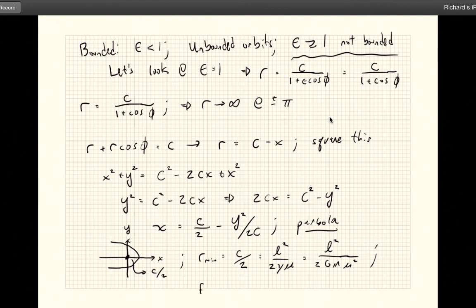Okay, and I'll just say it, I'm not going to go through it, but for epsilon greater than 1, you then get the orbit, the motion becomes a hyperbola. Okay, and that's discussed a little bit more in the book, and you can look through it. But I think this is all that I want to say for Chapter 8.